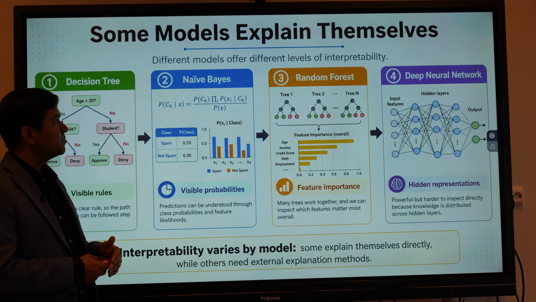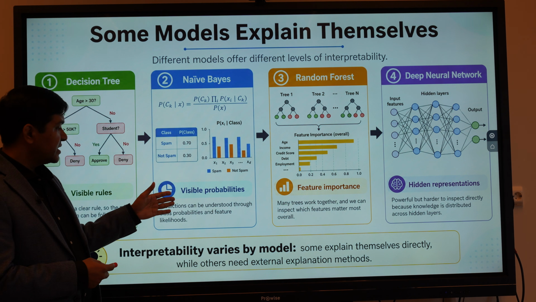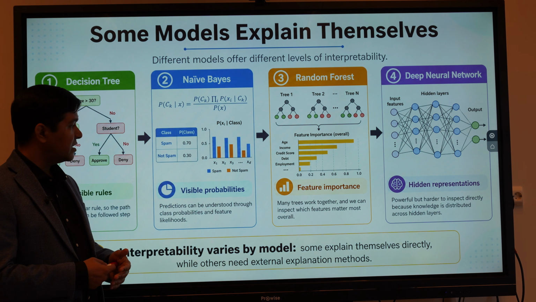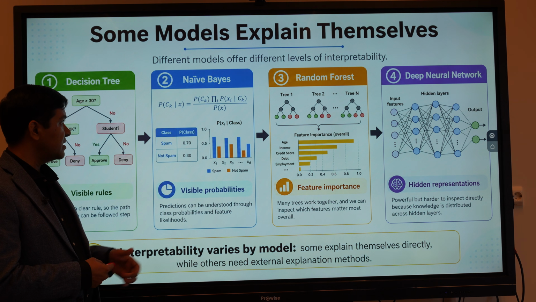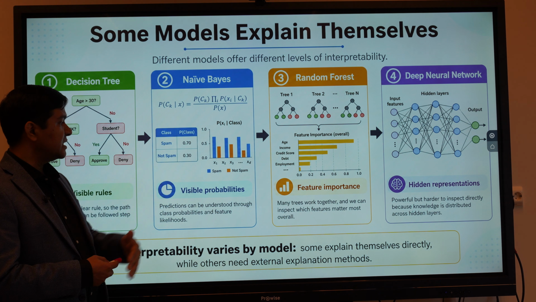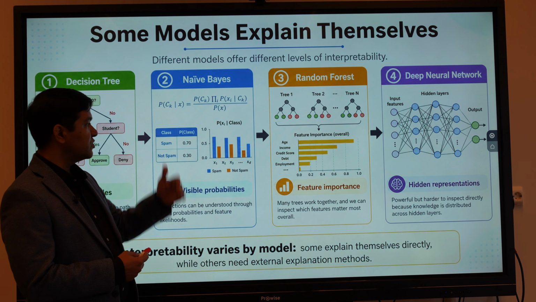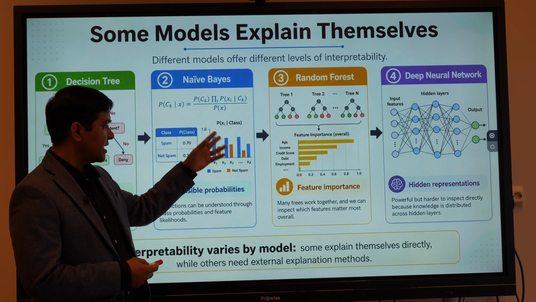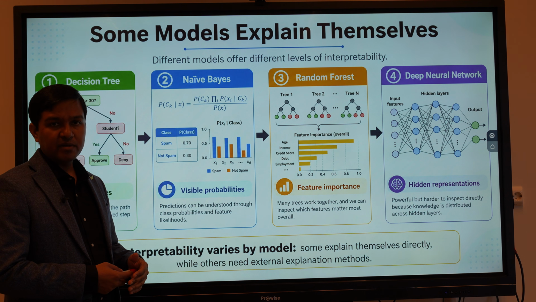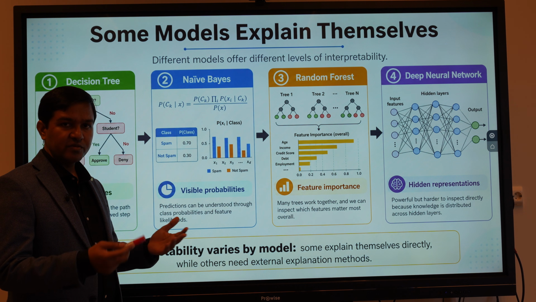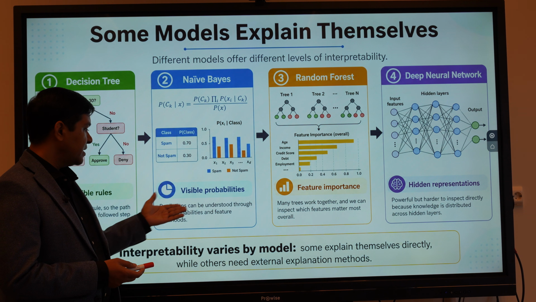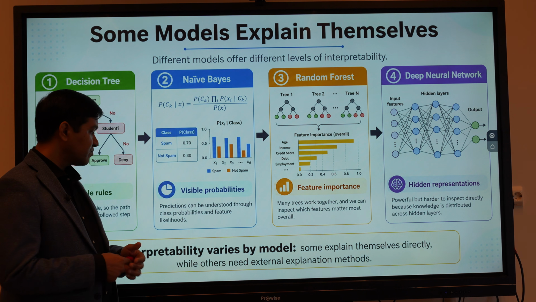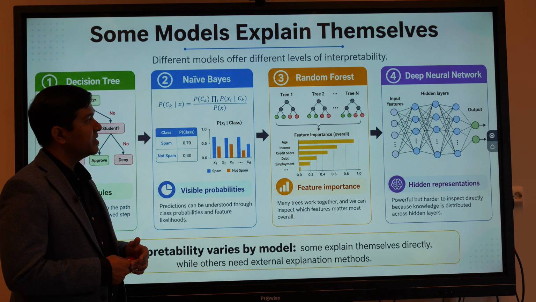Next comes the Naïve Bayes, which uses probability, and the rules or things are visible. Next we will see how, using Bayes' theorem, we can classify email, an example of spam versus not spam. Here the prediction can be understood through the probability and likelihood of a particular feature.